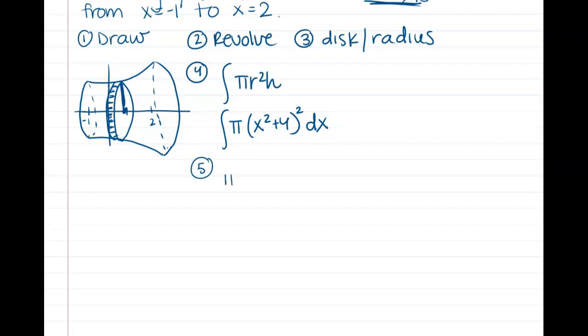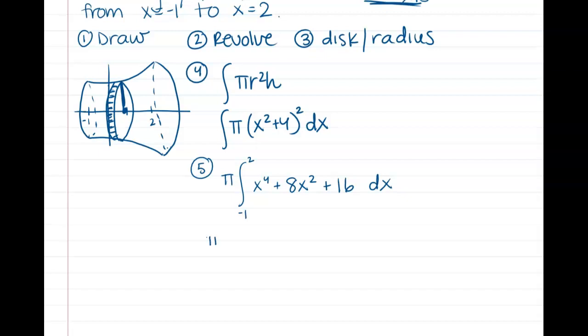I'm going to pull the pi out. X squared plus 4 squared will turn into x to the 4th plus, let's see, 4x squared plus 4x squared, which is 8x squared, plus 16 dx. Almost forgot my limits. Can't get very far without them. It goes from -1 to 2, again, because that's what we were told or asked to do.